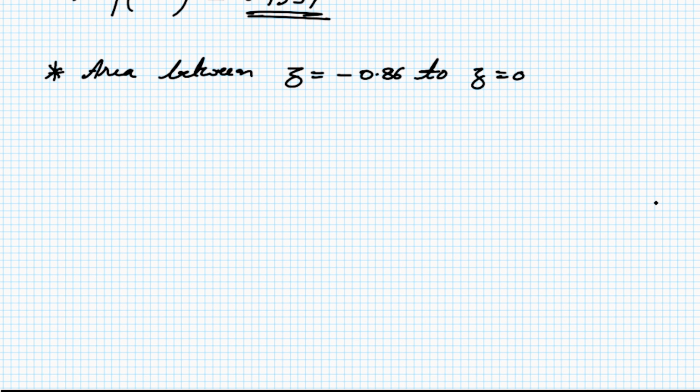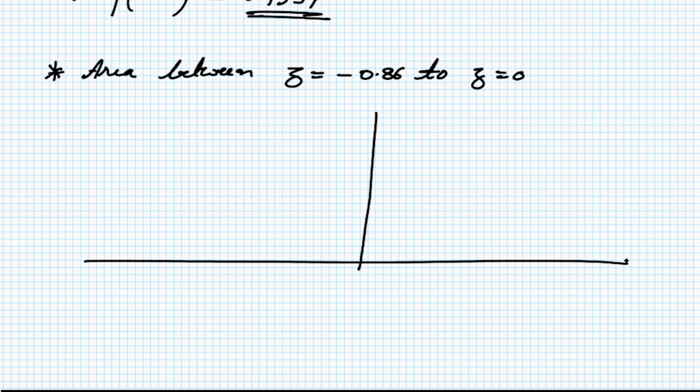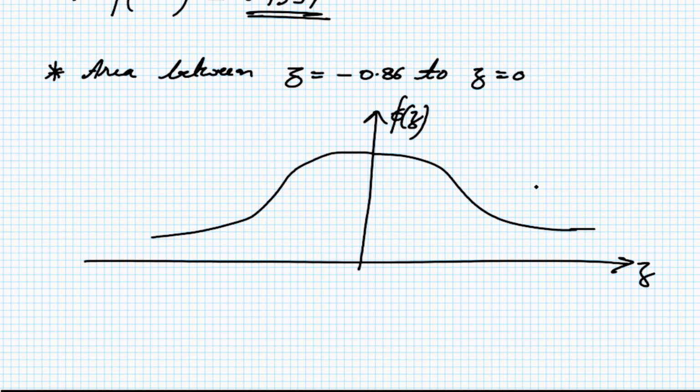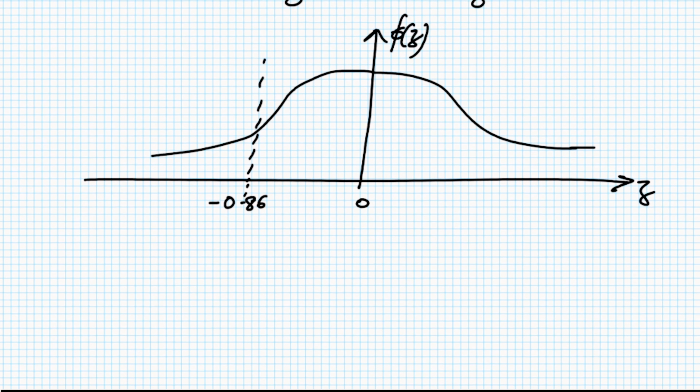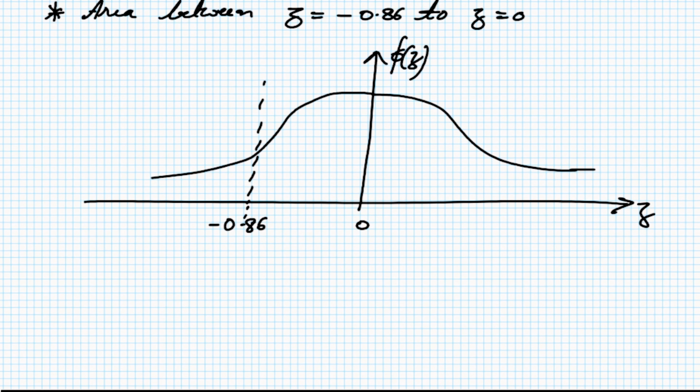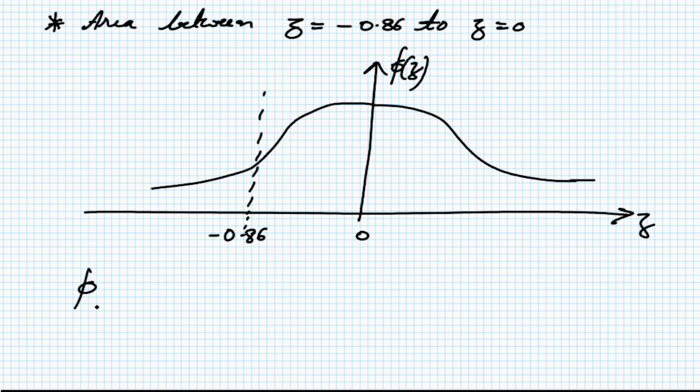Let me make the graph ready so that I can explain something from the graph. This is the z axis, the y-axis is phi of z, and we have a curve, maybe something like this. Now the question is: what is the probability, in the sense what is the area under the curve, between 0 and minus 0.86? As soon as I see the question, I understand that the area they are asking for is nothing but phi of minus 0.86.